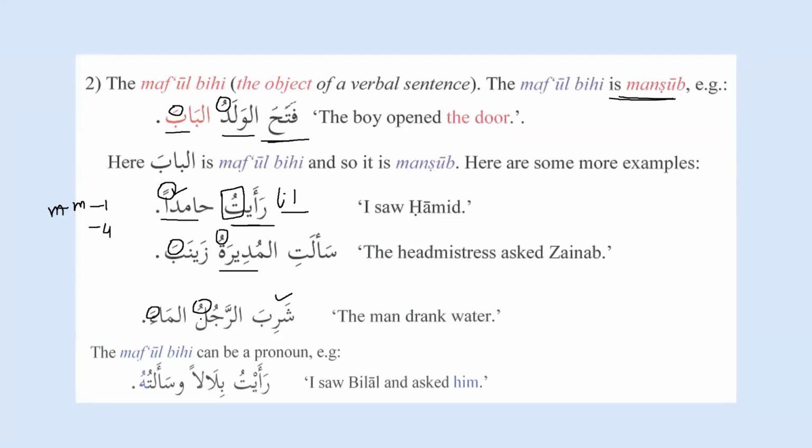The maf'ul bihi can be a pronoun, and if you remember, I told you that the pronoun will always be used as the object. For example, you say ra'aytu bilalan, I saw Bilal, wa sa'altuhu, and I asked who? Him. So here the attached pronoun is the object. So whenever the attached pronoun comes with the verb, it will always be the object. It will always be the receiver of the action. It cannot be the doer of the action. I saw Bilal and I asked him.